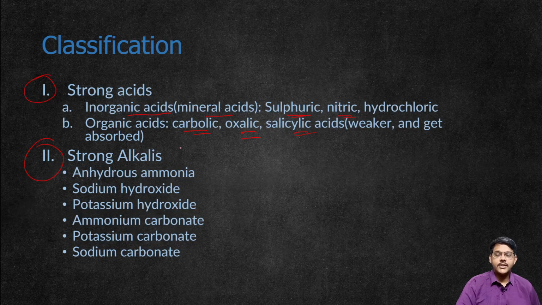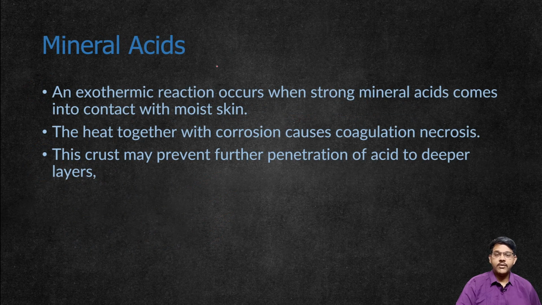Coming to strong alkalis, they include anhydrous ammonia, sodium hydroxide, potassium hydroxide, ammonium carbonate, potassium carbonate, or sodium carbonate. So these are a few strong alkalis. In this video, we'll discuss sulphuric acid, which comes under mineral acid or inorganic acid.